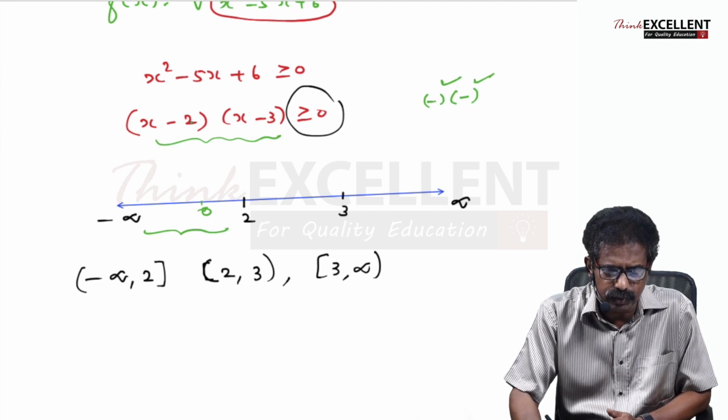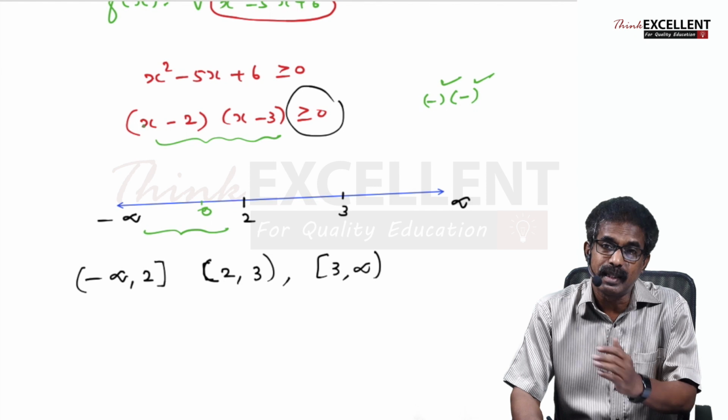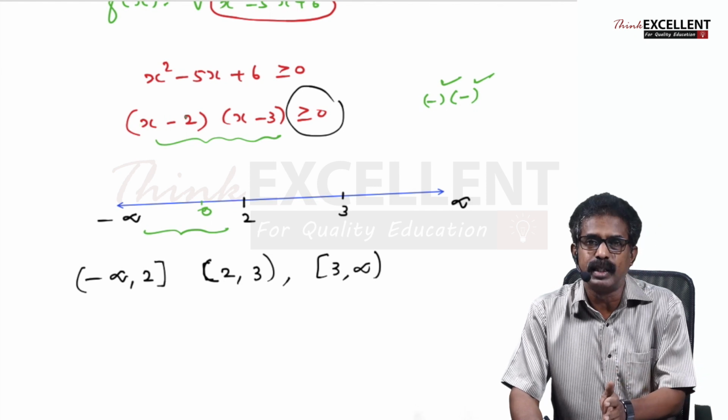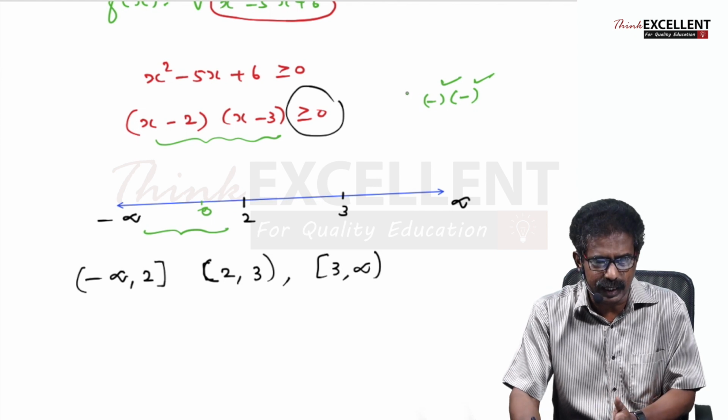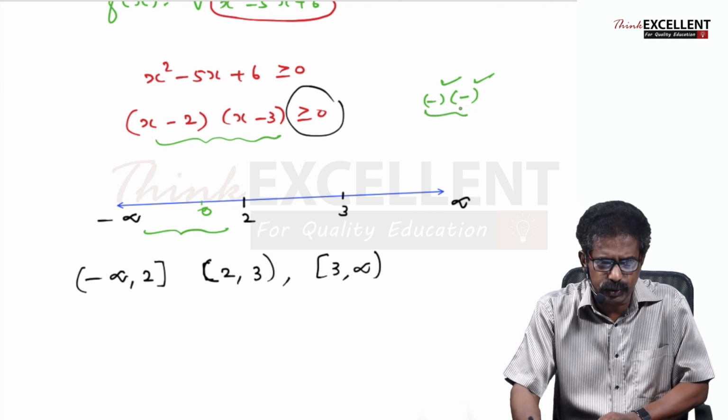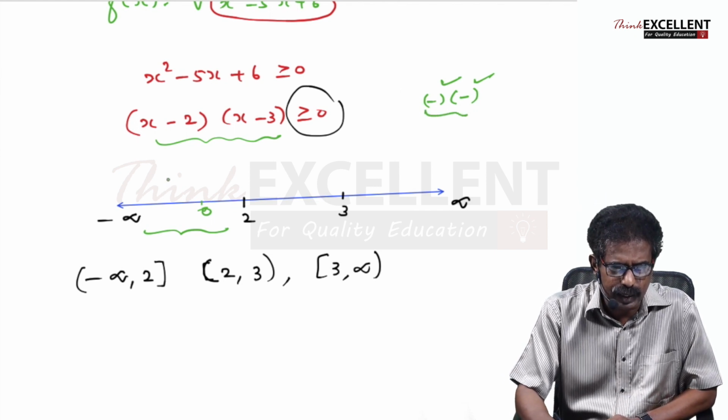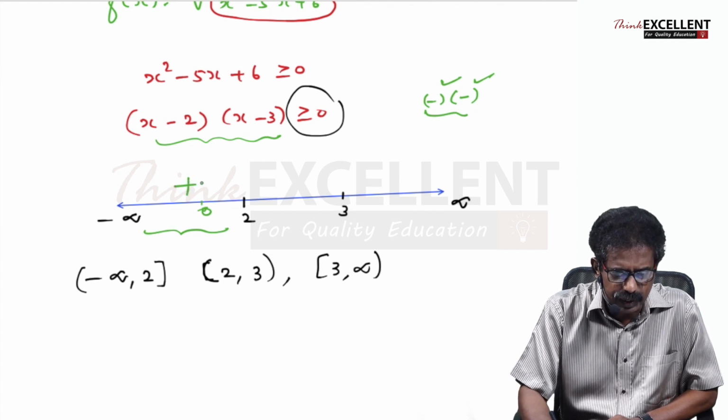So what value you give? Suppose you give, say, minus 10, then minus 10 minus 2 is minus 12, negative. Minus 10 minus 3 is minus 13, negative. So negative into negative, what is it? Positive. So that means in this range, it is positive.